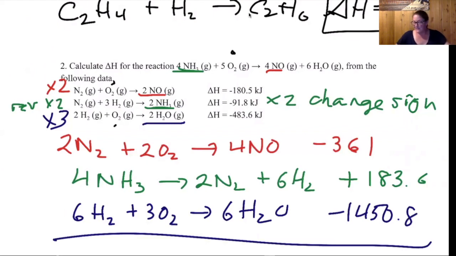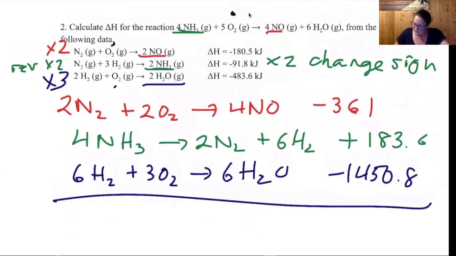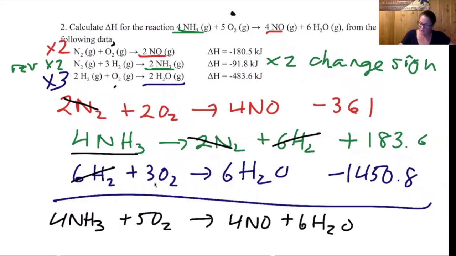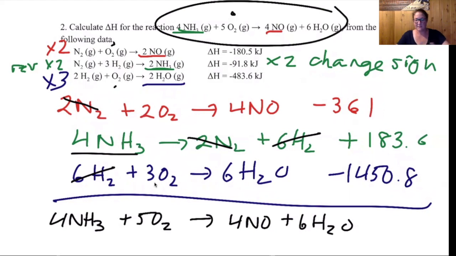Now, theoretically, I did these right, and I can just add up my delta H's at this point, but I'm going to be a good student and check to make sure that things canceled. So let's see what appears on both sides of the reaction. I have 2N2 there, 2N2 there. 6H2, 6H2. Now that seems to be all that'll cancel. So now rewriting this reaction, 4NH3 is still present on the left. 2 O2s plus 3 O2s is 5 O2s, 4 NO, and 6 H2O. And that works out just like my goal reaction should.